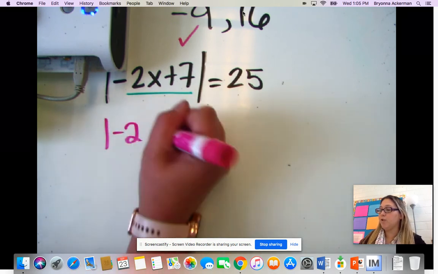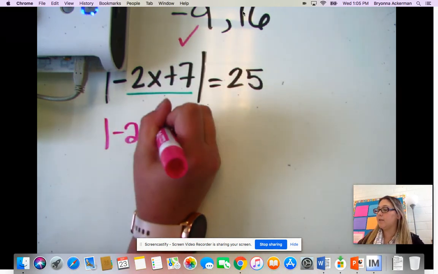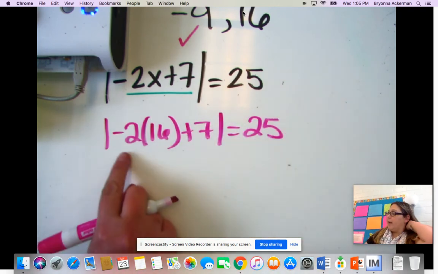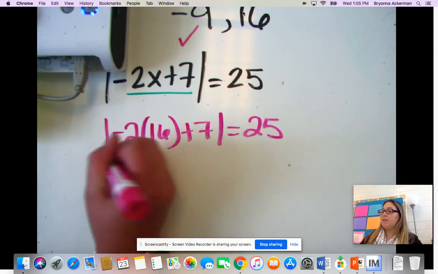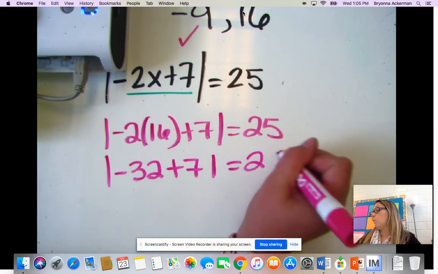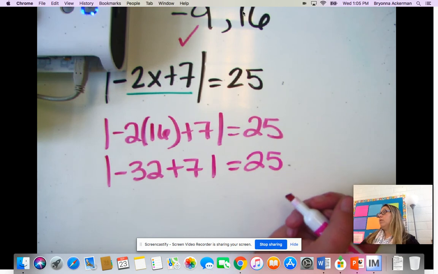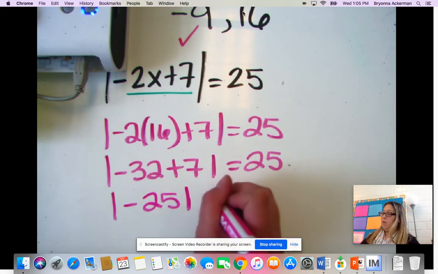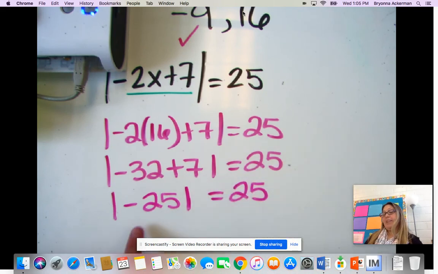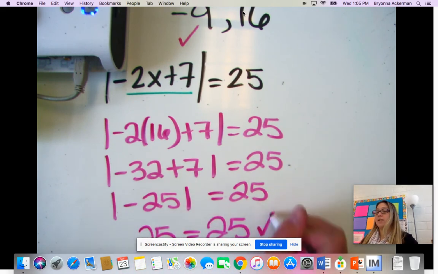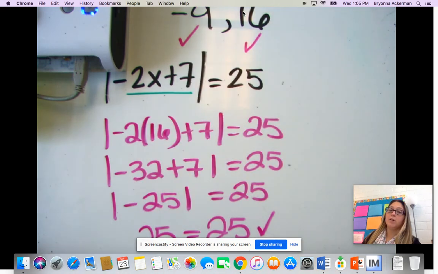So we're going to do negative 2, but now we're going to plug in 16 for x. So we get a negative times a positive. That gives me negative 32 plus 7, which ends up giving me negative 25. But the absolute value of negative 25 is a positive 25. And so therefore, this also works. And so my two answers for x would be negative 9 and 16.